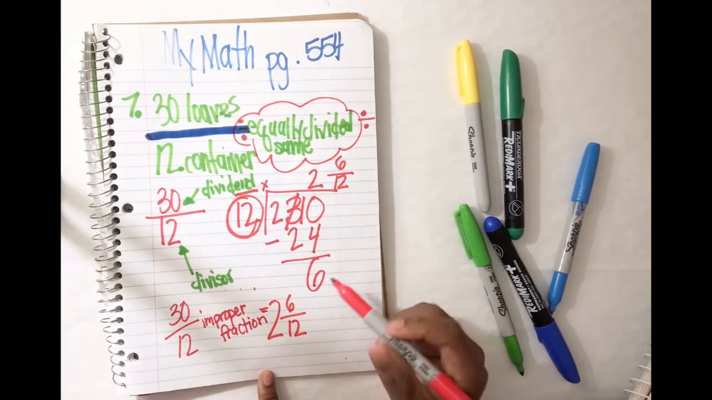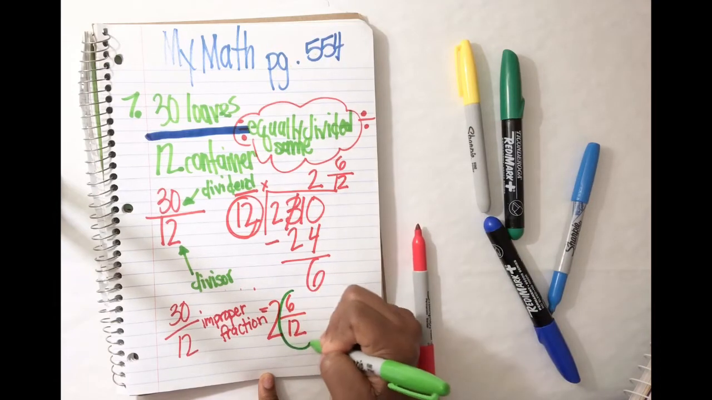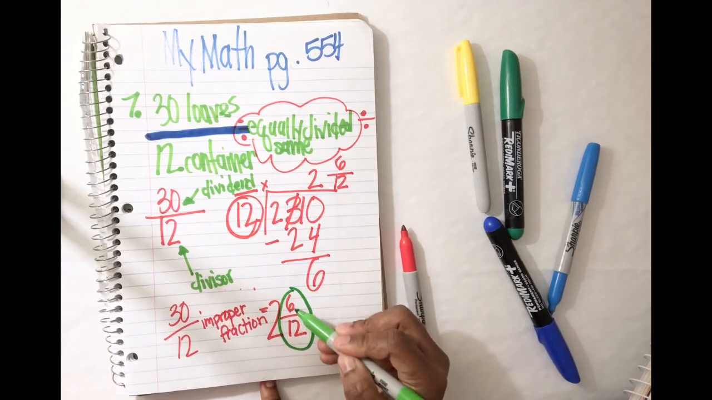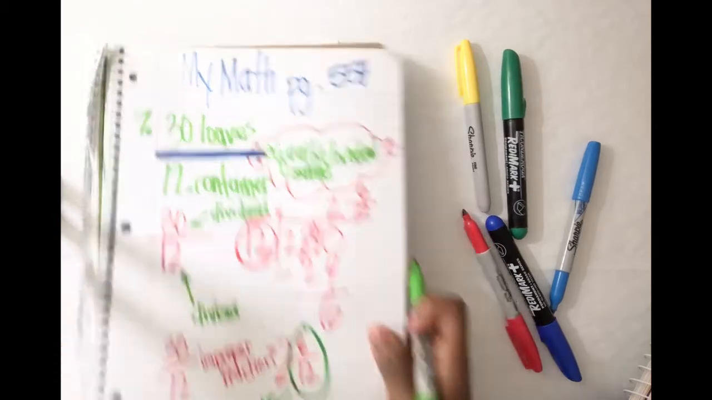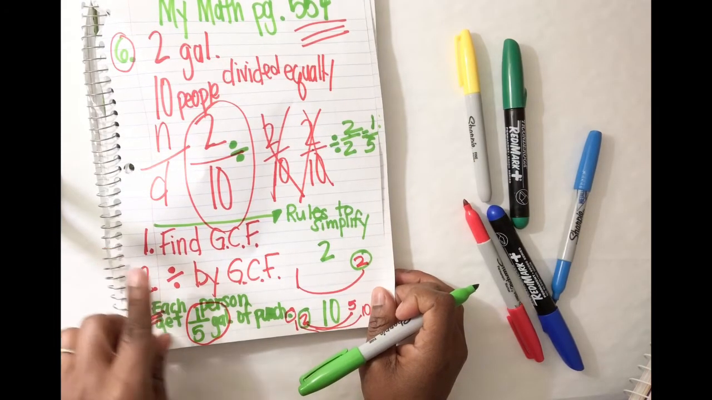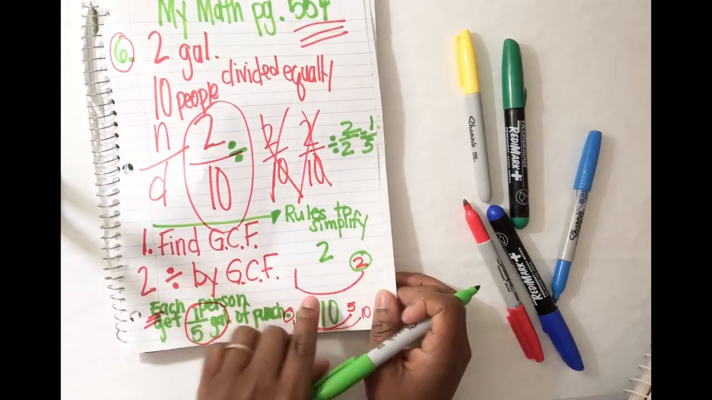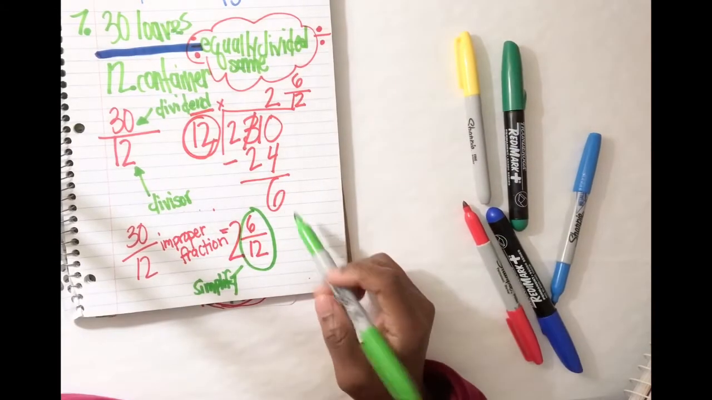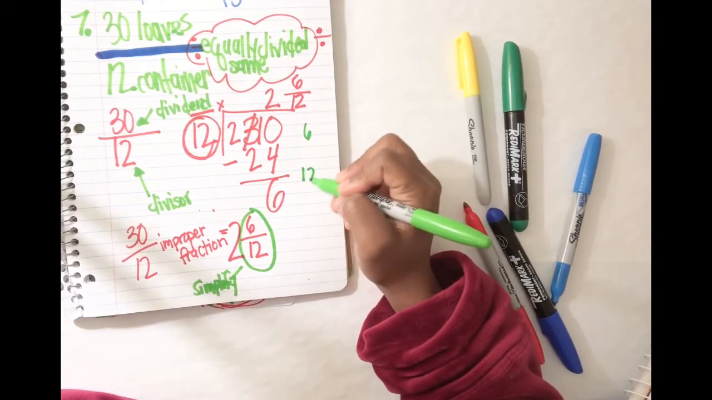But wait a minute. That's not my final answer because 6/12 can be simplified by finding the greatest common factor. So hopefully you wrote that down in your notes. To simplify a fraction, find the greatest common factor and divide by the greatest common factor. Now I'm going to apply that rule. I need to find the greatest common factor for 6 and 12.